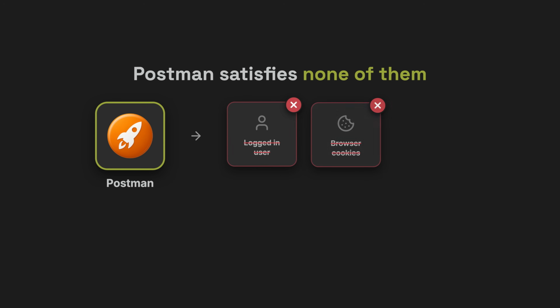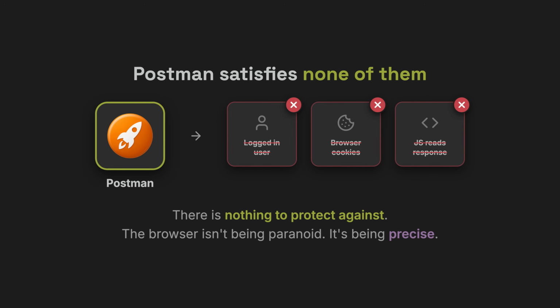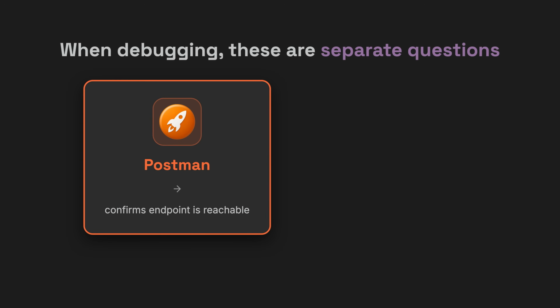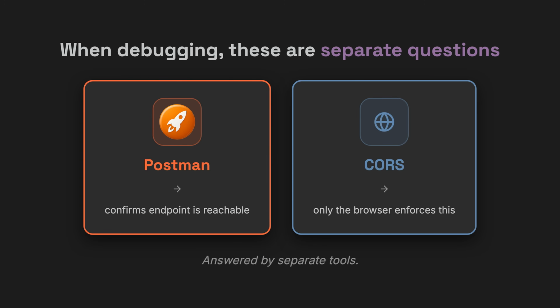Postman satisfies none of them. There is genuinely nothing to protect against. The browser isn't being paranoid. It's being precise. When debugging, Postman tells you whether the endpoint works. It tells you nothing about CORS. Those are separate questions, answered by separate tools.